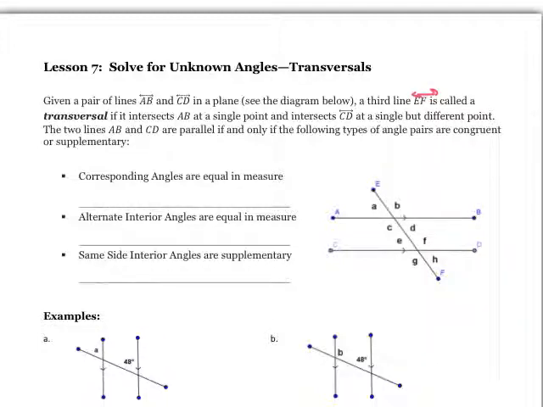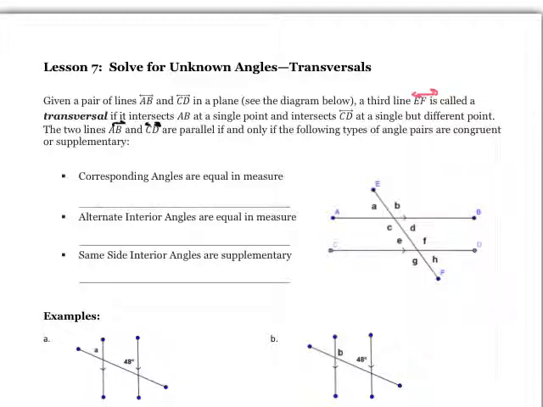Third line EF is called a transversal if it intersects AB at a single point and intersects CD at a single but different point. The two lines AB and CD are parallel if and only if the following types of angle pairs are congruent or supplementary. We have corresponding angles are equal in measure.